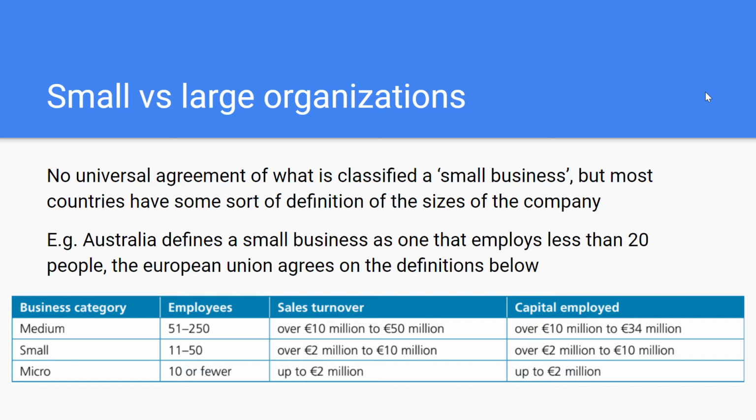And also I have a table below, which is also presented by the IB book actually, and this shows what the European Union agrees on the definition. For example, you can see here the different metrics. If the organization has between 51 and 250 employees, it's considered medium. Or if it has 10 or fewer, it's micro. And then you can also see the sales turnover, which is basically the sales made in 1 year, I believe, and the capital employed.